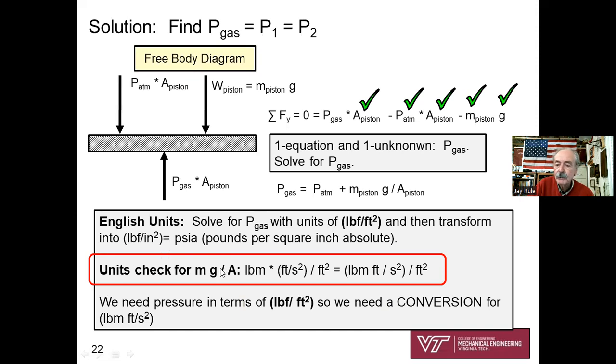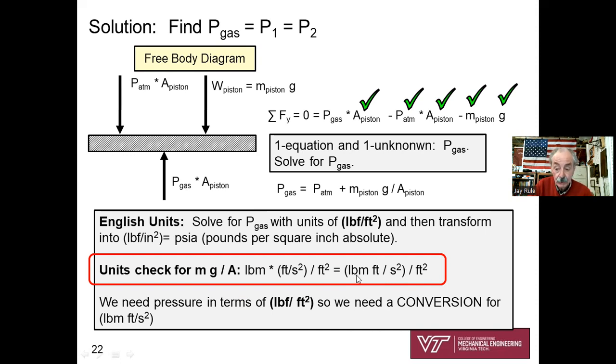All right. Let's do a units check for this term mg over A, because my suggestion for P atmosphere is going to be units of pounds force per square foot. mg over A: pounds mass for m, feet per second squared for g, feet squared for A. And so my units are pounds mass feet per second squared per square foot. Ugh. I can simplify that a little, but do you see that what we need is pounds force per square foot, and we don't have that here? We have pounds mass, lbm.